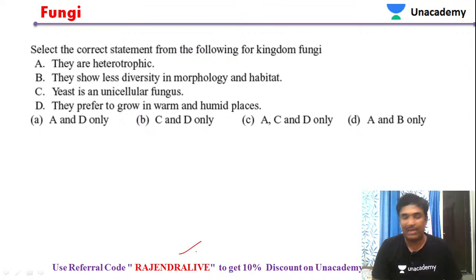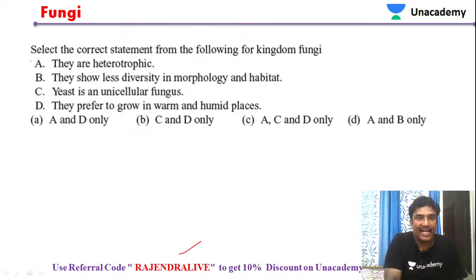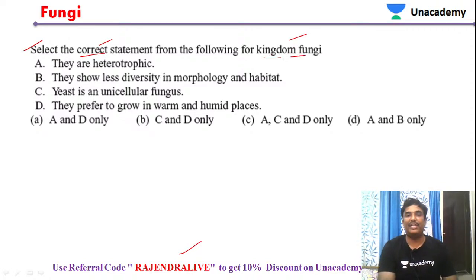So let us discuss the multiple choice questions for today's class on the topic that is fungi. So let us see the first question, students. Select the correct statement from the following for kingdom fungi. So let us see what are the different statements which are correct statements for the kingdom fungi. Let us see the first statement.